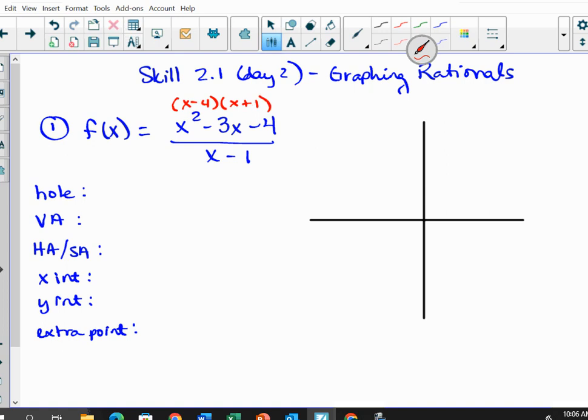So, is there a hole on this one? No, no holes. Okay, is there a vertical asymptote? X equals 1. X equals 1, very good. Remember that comes from the denominator.